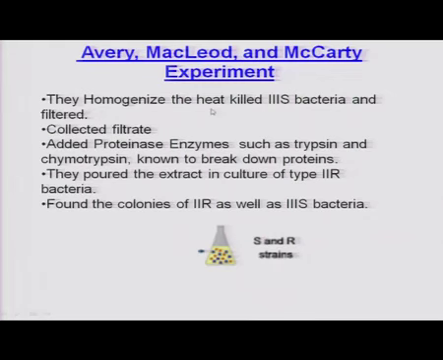So, first they homogenized the heat killed third S bacteria and filtered. They broke down all the cell parts of the heat killed third S bacteria and collected the filtrate. In the filtrate, first they added the proteinase enzyme like trypsin and chymotrypsin. Proteinase enzyme is known to break all the proteins of the filtrate, and then they poured the extract in culture of type 2R bacteria, and they found the colonies of 2R as well as third S bacteria. So, protein should not be the genetic material.